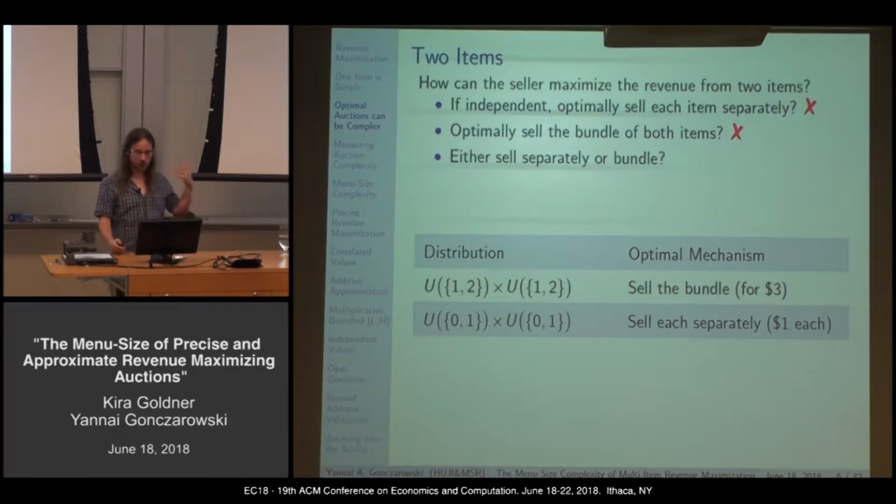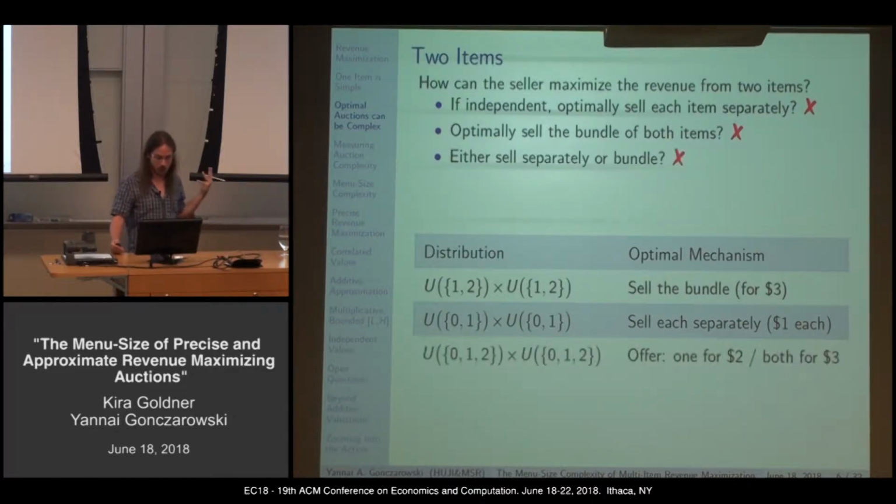Okay, so maybe either sell separately or bundle. Turns out this is not the case. Here's once again a very, very simple distribution. Again, an IID distribution. Each item has probability 1/3 of being $0, probability 1/3 of being $1, and probability 1/3 of being $2. And for this entire talk, whenever you see $1 or $2, think about $1,000 or $2,000 so that there's something at stake here. We're not just trying to get a few cents more.